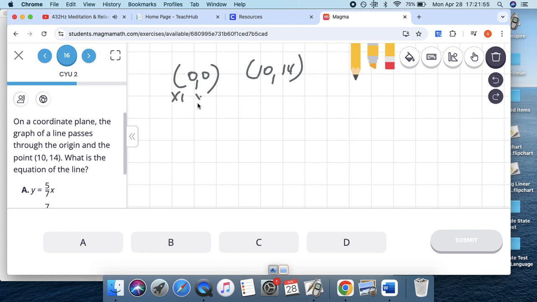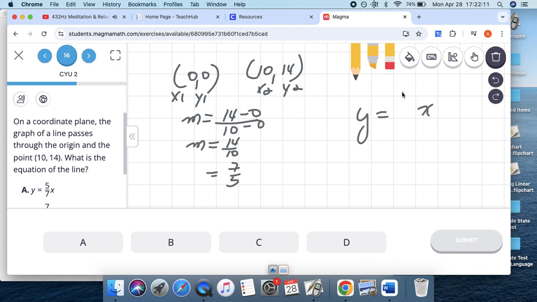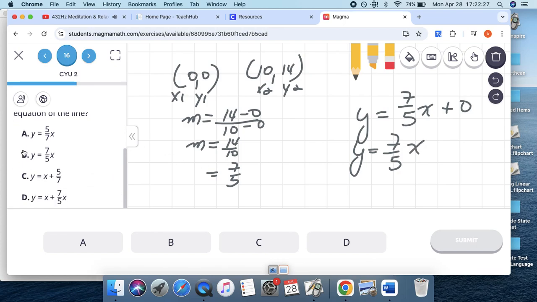So this is x1, y1, x2, y2. We can find slope: 14 minus 0 over 10 minus 0. The slope is 14 over 10, which simplifies to 7 over 5. So y equals 7/5 x, and it goes through the origin, so what's my intercept? My intercept is +0, but we don't need to write that, so it just becomes y equals 7/5 x. Is there anything that looks like that? Yes, there is, right here, B.